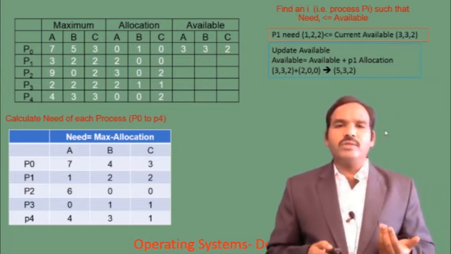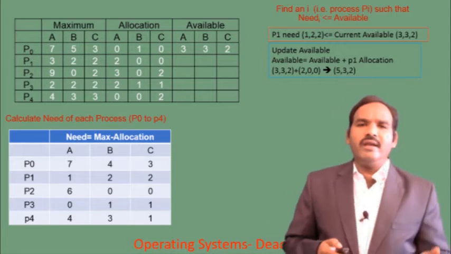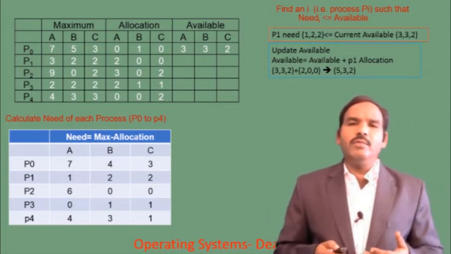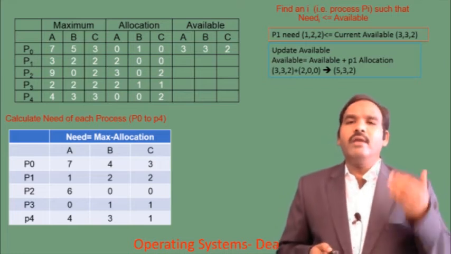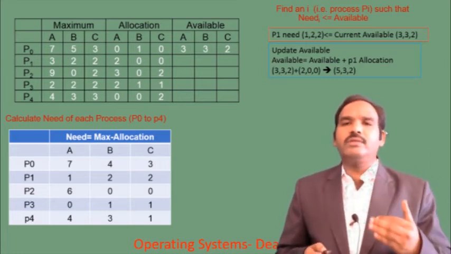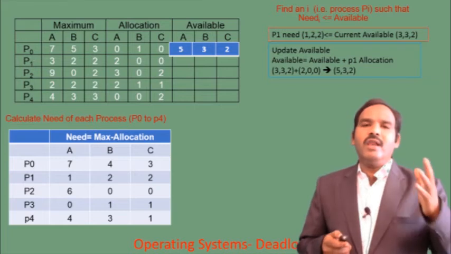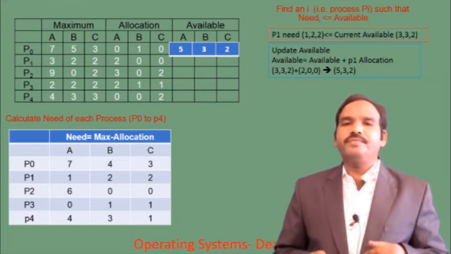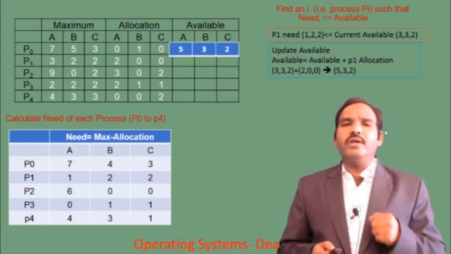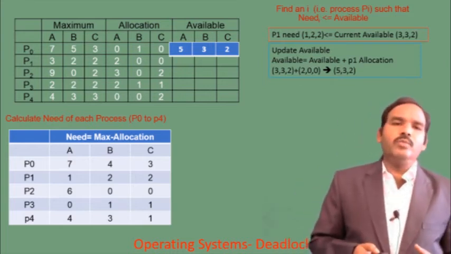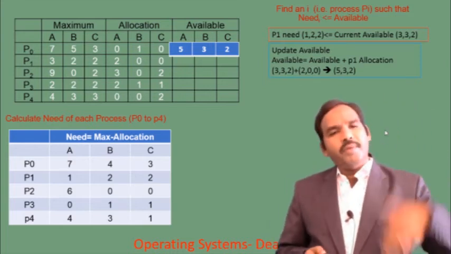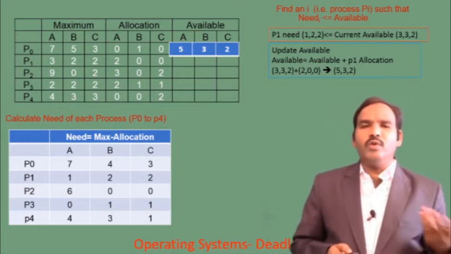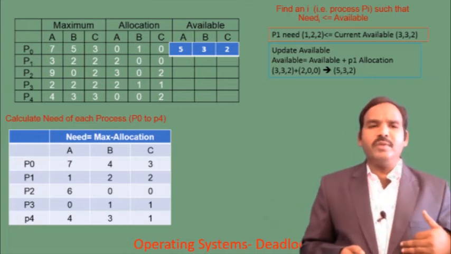So available resources are 332 and allocated resources are 200. Then what is the current availability? Current availability is 5 A's, 3 B's and 2 C's. Then availability is updated: 532. Using 532, again you start from top to bottom, or you can continue from P1. Whatever steps you want to follow, no problem. But again you start from P0.